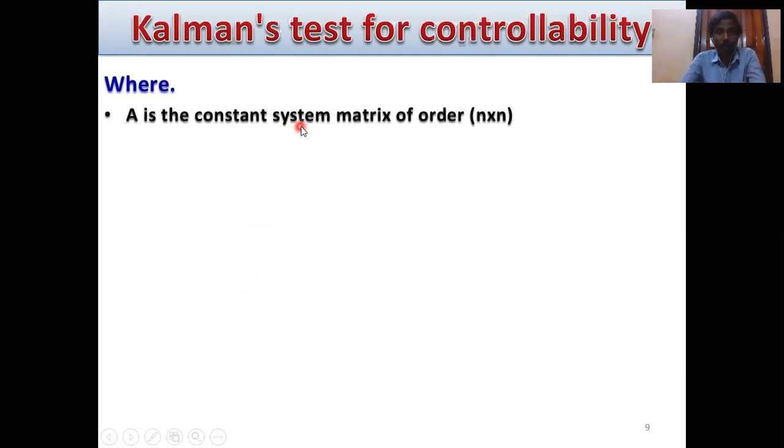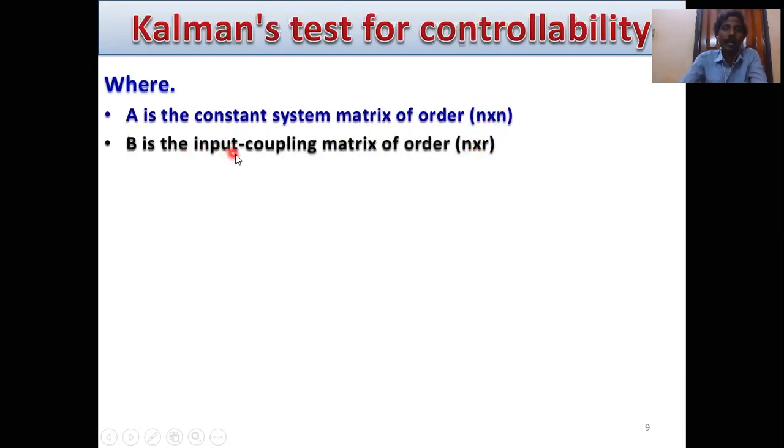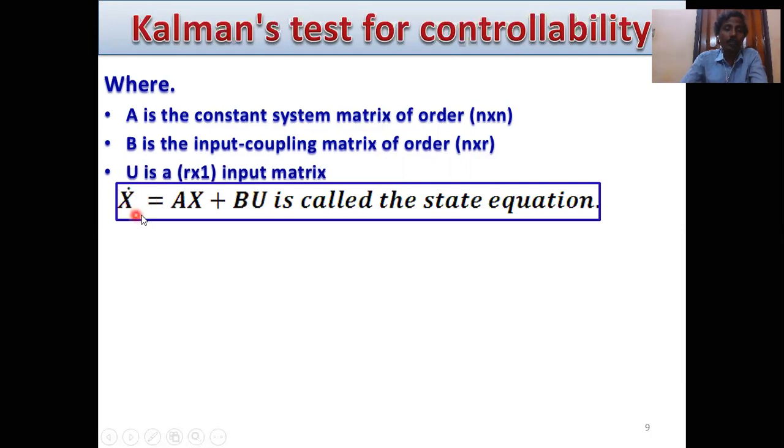What are A, B, C, and D? A is a constant matrix, or system matrix, of order n cross n. This is the very important A matrix, dimension n cross n. B is the input coupling matrix of order n cross r, and u is an r cross 1 input vector. And x dot equals Ax plus Bu is called the state equation. So this is the state equation.